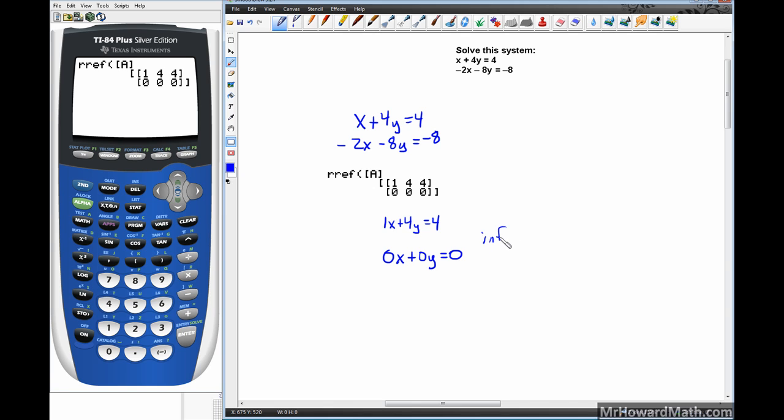So that means we have our other special case, which is infinite solutions. When your calculator gives you this, it's infinite solutions. That means these two lines right here are exactly the same line. We can prove that quickly.